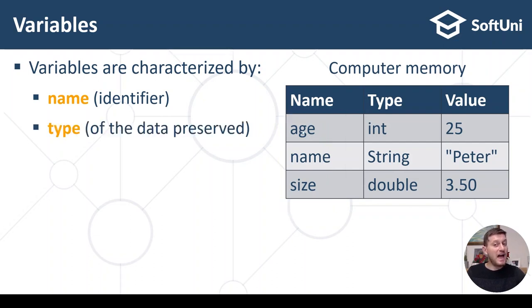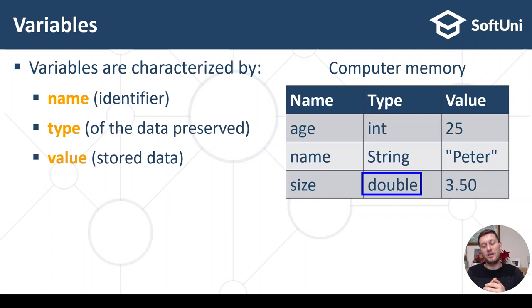It may have a type. Variables usually have a type. In some languages, they don't have a type, but the type depends on the value, and they have a value. So, for example, we can have a variable called age, which is of type int, integer value, and it holds a value of 25. Or we can have a variable called name, which is of type string or text, and it holds the value Peter. And we can have a variable named size, which is of type double, decimal number with double precision, and it may hold a value like 3.50.